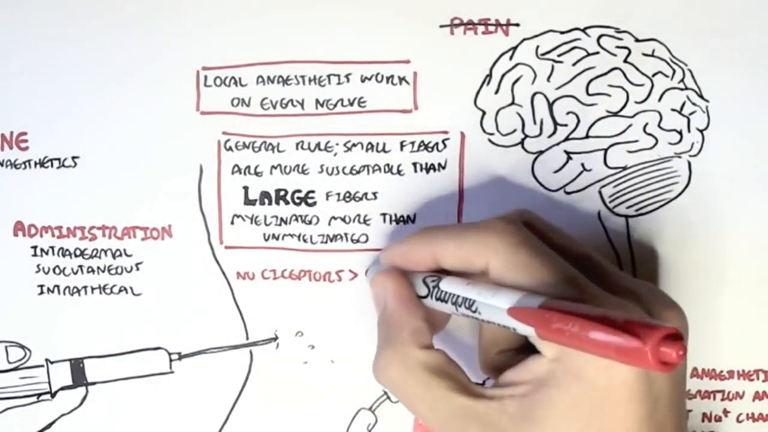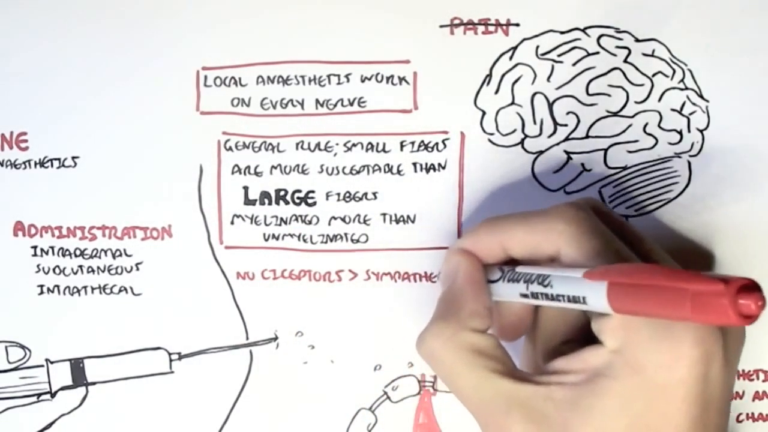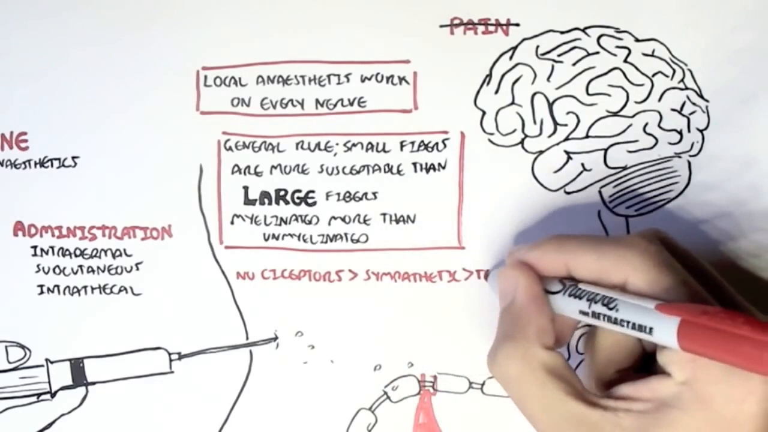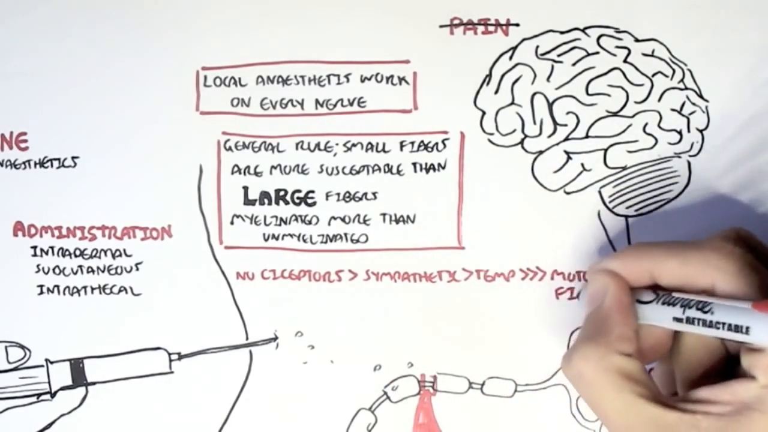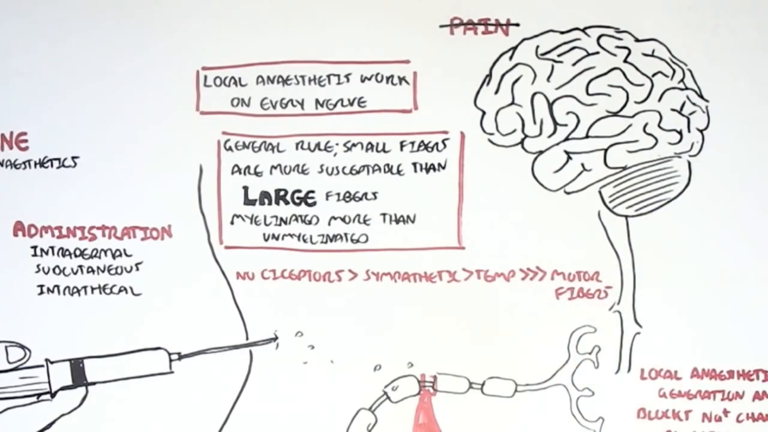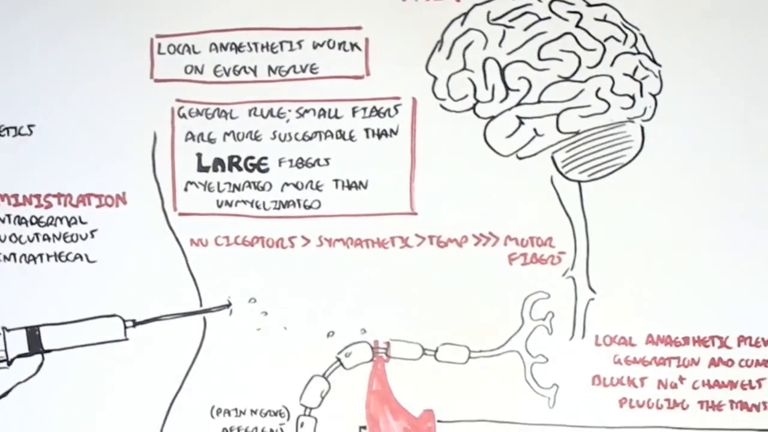are more susceptible to local anesthetics. And then we have the sympathetic fibers, the temperature fibers, and so on until finally the motor fibers. But we would need a massive dose of local anesthetic to paralyze a person.